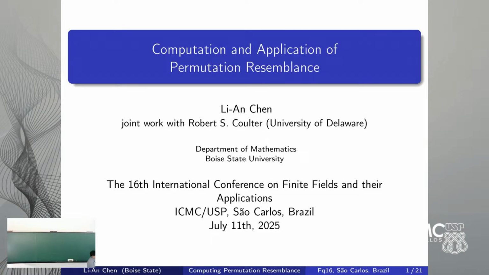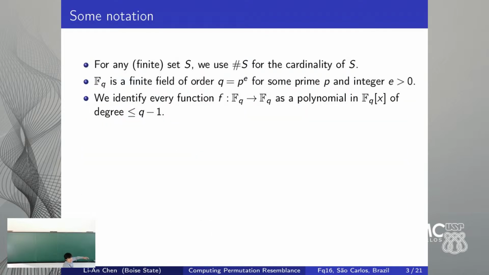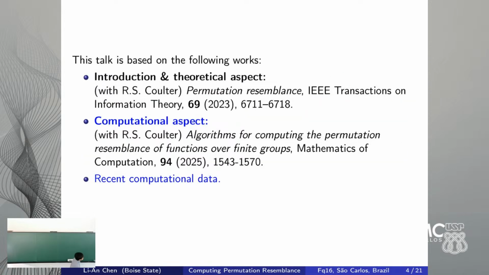Projection, in other words, BF is Q. So our work in this subject is published in two parts. The first part is a theoretical aspect we published 2 years ago in IDMD. And today I will focus on the second part, the computational aspect and application, that is published officially this year in Mathematical Computation. I also present some recent computational data that is not yet in the paper.